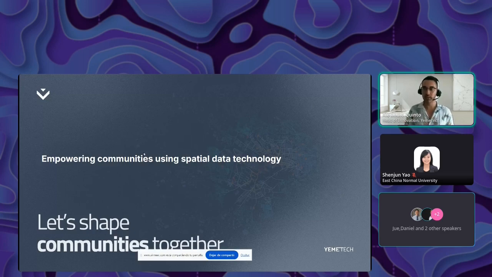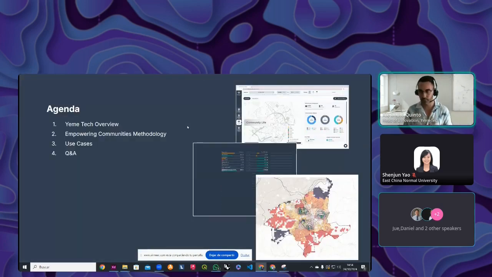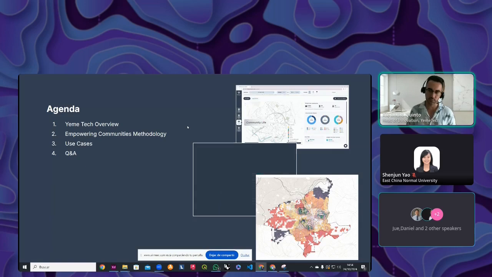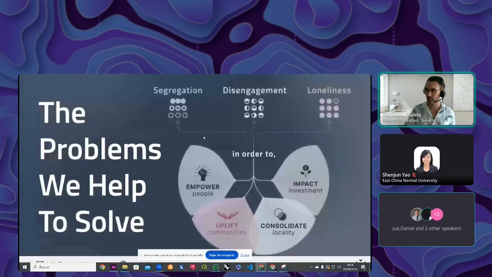One of the key aspects is to empower those communities to make that technology and spatial data science accessible to the population. So I'll be covering a quick overview for you to understand a little bit more what we do. Then we'll go through the methodology we use in terms of empowering those communities, and then I'll talk about a few use cases. Now, the startup was born during the time of the pandemic, and we're trying to tackle the issue of people feeling lonely, the disaggregation of communities.